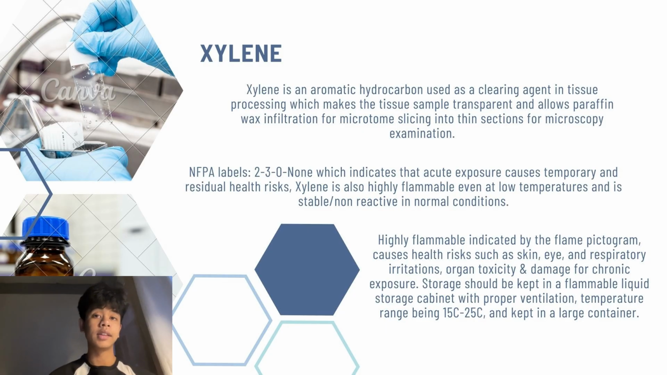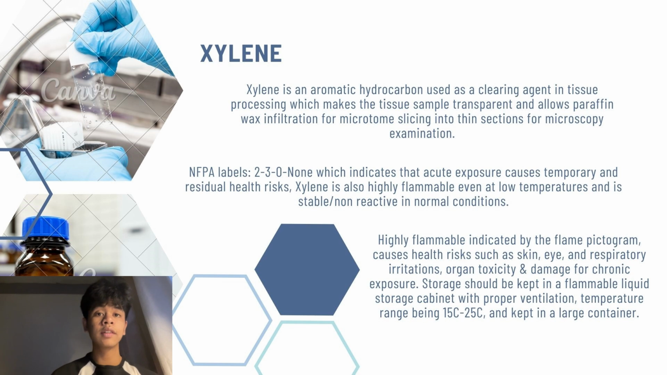Next, we have xylene. Xylene is an aromatic hydrocarbon used as a clearing agent in tissue processing, which makes tissue samples transparent and allows paraffin wax infiltration for microtome slicing into sections for microscopic examination. The NFPA labels for xylene are as follows: 2-3-0, none, which indicates that acute exposure causes temporary and residual health risks. Xylene is also flammable even at low temperatures and stable, non-reactive in normal conditions.